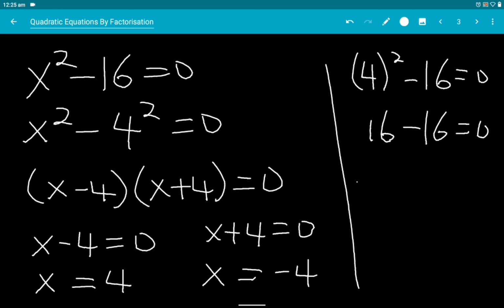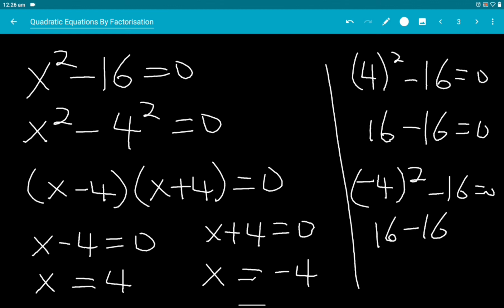Now what if x is negative 4? We are going to have negative 4 squared minus 16 is equal to 0. Now negative 4 squared means negative 4 multiplied by negative 4, and that will give us what? Positive 16. So we have 16 minus 16 is equal to 0. So it means that our answer, which is x is equal to 4 or negative 4, is also correct.